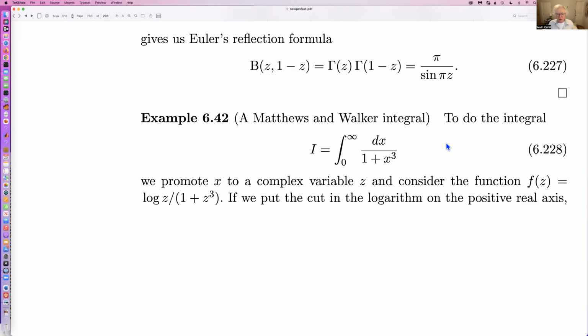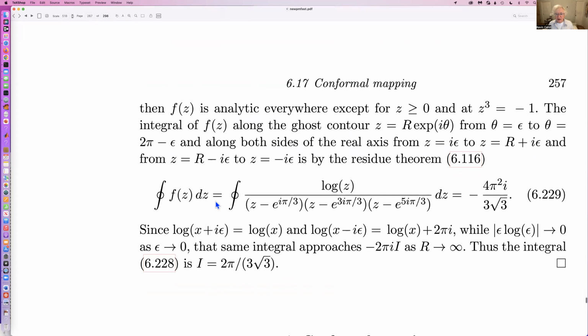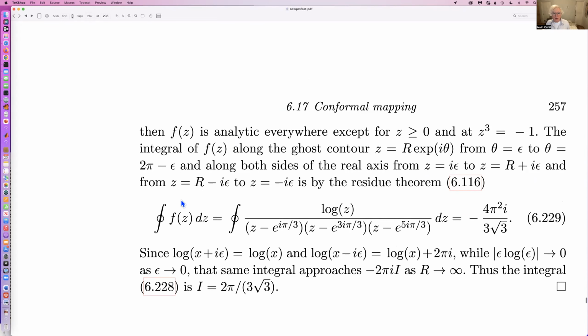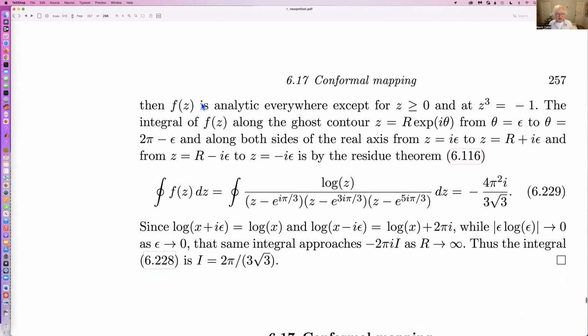Here's another integral, dx over 1 plus x cubed, 0 to infinity. So this is a convergent integral, of course, and we let z be promoted from x to z, and we consider this function log of z over 1 plus z cubed. So f is log z over that 1 plus z cubed.